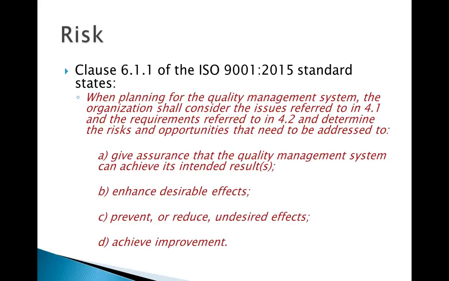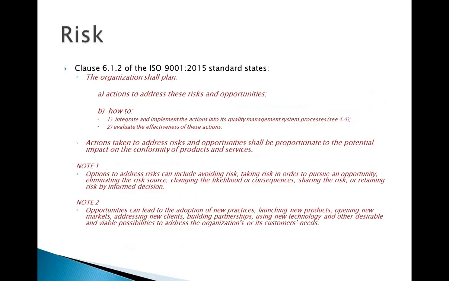Again, plan, do, check, act. We check what we're doing, did we achieve what we intended to, and we take actions accordingly. So risks and opportunities are given equal footing in this clause. So what do you do once you've figured out what these risks and opportunities are? Well, 6.1.2 then continues and says, okay, you're going to plan actions to address those items, and you're going to figure out how to integrate and implement those things into your system processes.